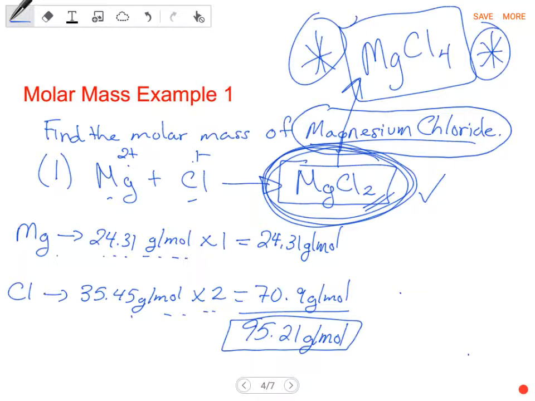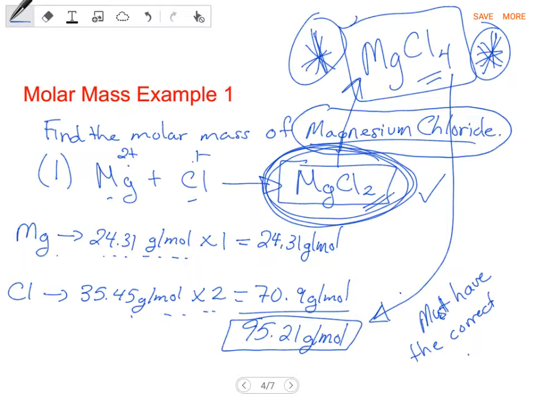But think about this. I put this up here on purpose. What if you made a mistake? What if for some reason you got MgCl4? Do you see how that would change your final answer? Now that's a real problem. Molar mass is an easy calculation, but you must have the correct formula. If you do not have the correct formula, you will never have a chance at getting the molar mass correct.